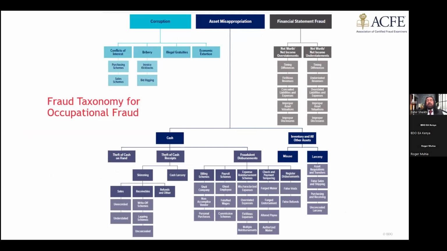The other thing about knowing how to talk about fraud and learning how to talk about fraud is this taxonomy. We really must understand this taxonomy. This basically talks about what kinds of corruption there are. So you have conflicts of interest, purchasing schemes, sales schemes, bribery, invoice kickbacks, bid rigging, illegal gratuities, economic extortion, and so on and so forth.